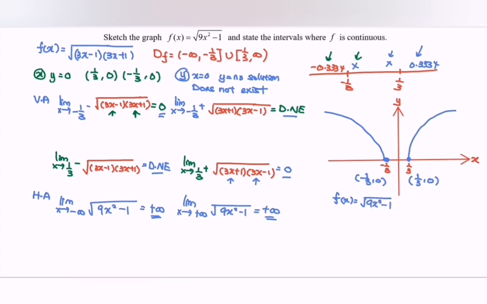So state the interval where f is continuous. Based on the domain, the interval would be negative infinity until negative 1 over 3, union from 1 over 3 until infinity. So f(x) is continuous on this interval.